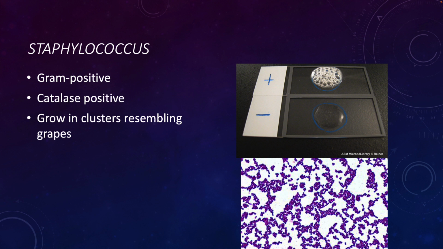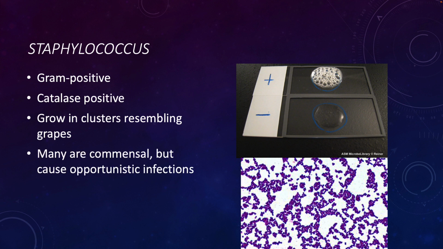So a lot of this information, it's really important that you have it on the tips of your fingers. Staphylococcus, in Greek, it basically means grape-like clusters. So when you look at them under the microscope, they often look like this, which again can help differentiate them from some of the other gram-positive coccus organisms, but it's not necessarily diagnostic. So if you see that grape cluster, it's a good indication, but you would want to do additional tests to confirm Staphylococcus. Many are commensal, but they do cause opportunistic infections.